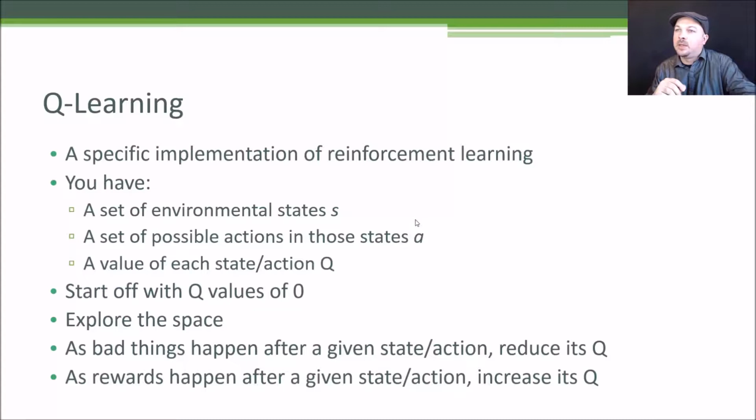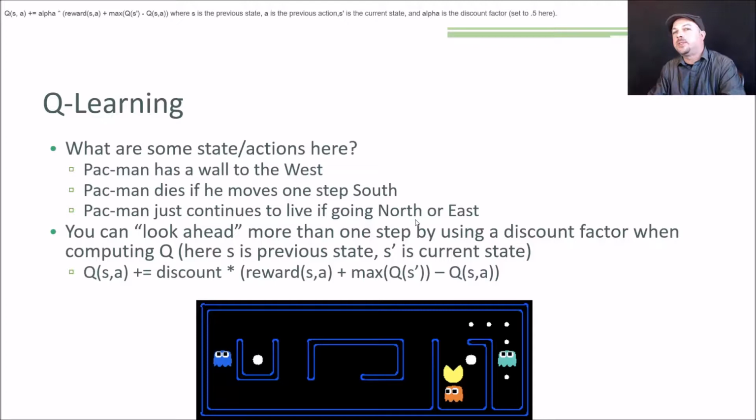We start off with a Q value of 0 for every possible state that Pac-Man could be in. And as Pac-Man explores a maze, as bad things happen to Pac-Man, we reduce the Q value for the state that Pac-Man was in at the time. So if Pac-Man ends up getting eaten by a ghost, we penalize whatever he did in that current state. And as good things happen to Pac-Man, as he eats a power pill or eats a ghost, we'll increase the Q value for that action for the state that he was in. Then we can use those Q values to inform Pac-Man's future choices and build a little intelligent agent that can perform optimally and make a perfect little Pac-Man.